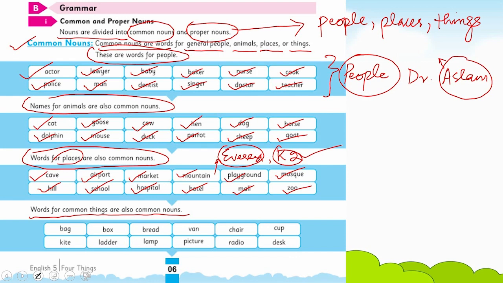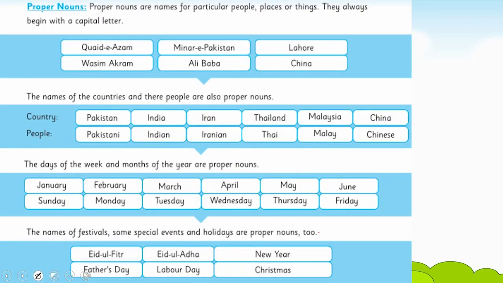In terms of airport, which airport are you talking about? For example, if this is termed as Islamabad International Airport, now the airport becomes specified. The last one is the words for common things. Common nouns are bag, box, bread, van, chair, cup, kite, ladder, lamp, picture, radio, desk. These all are generalized things that are used in our daily life. So they all are what? Common nouns.